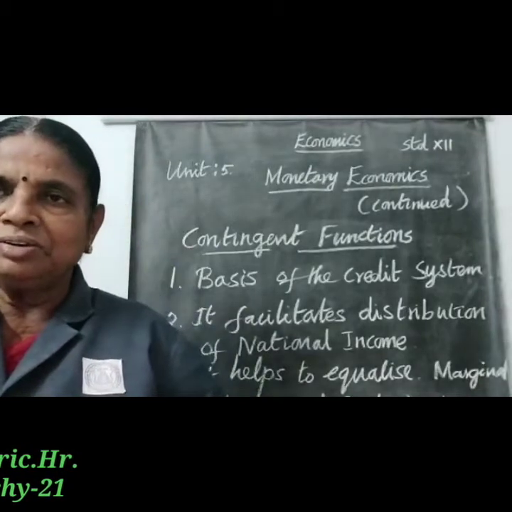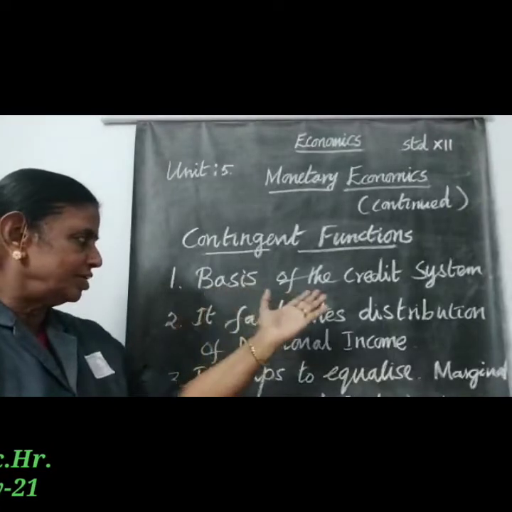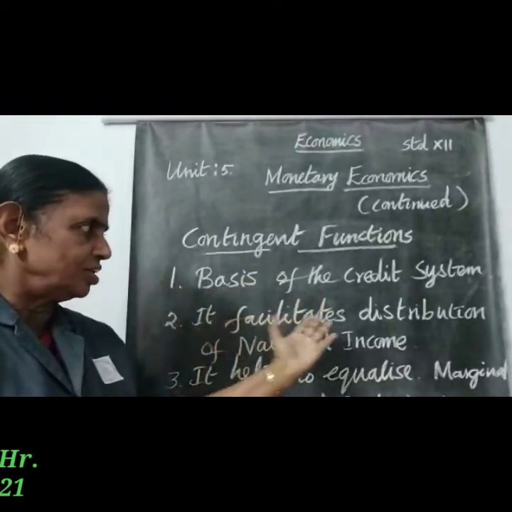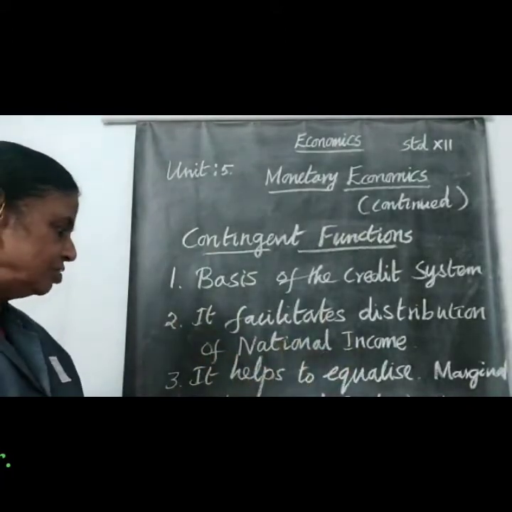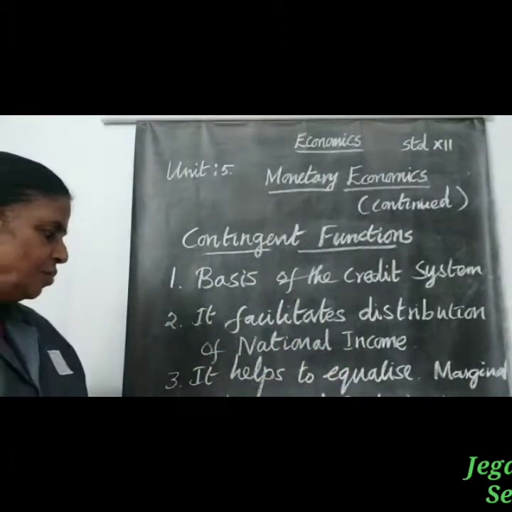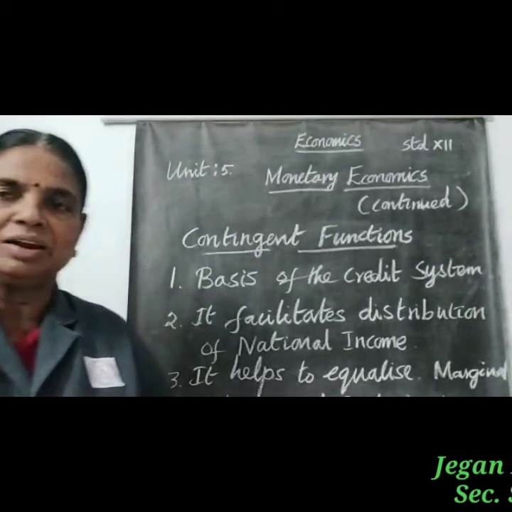then they change it from less productive uses to more productive uses. So, keep in mind that under contingent functions, there are 4 phases of the credit system. Second, it facilitates distribution of national income. Third, it helps to equalize marginal utilities and productivities. Fourth, it increases productivity of capital.